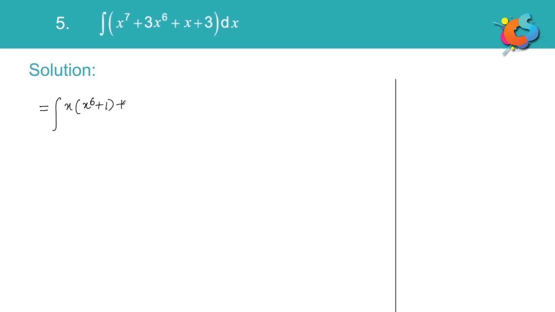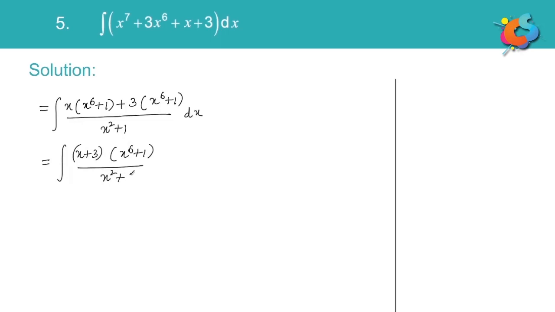Whereas in the second and the last term, 3 can be taken common. We'll get 3 times (x^6 + 1), and we'll write the denominator as it is. So the given integrand can be written in the form (x + 3(x^6 + 1))/(x^2 + 1). Now, we try to express x^6 + 1 in terms of x^2 + 1.